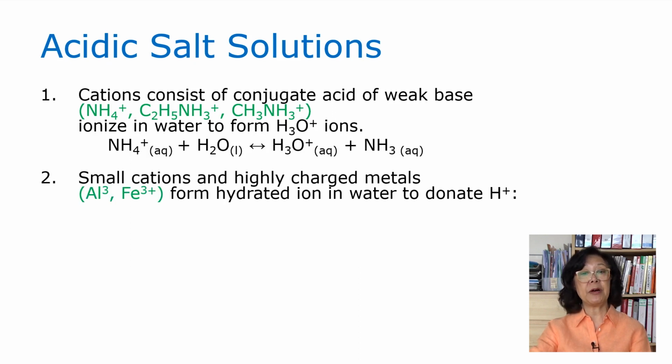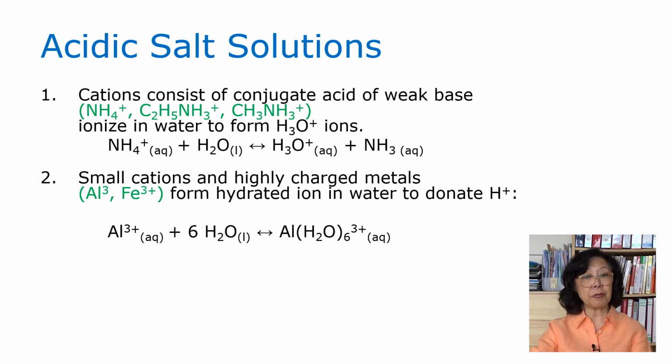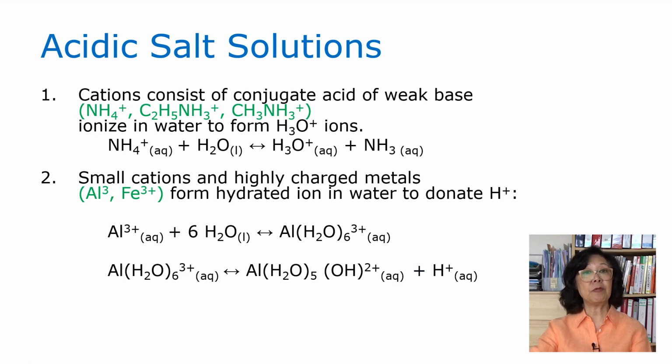The second set of rules governs the transition metal ions, which are small but highly charged. They form hydrated ions in water, and from that, the hydrogen ion can be donated to make the solution acidic. For example, aluminum ion 3+ will hydrate with 6 molecules of water. Now we take 1 water molecule from the hydrated ion and dissociate it to donate the proton, and therefore we now have left Al(H2O)5(OH), overall 2+ charge, and such a solution is acidic.